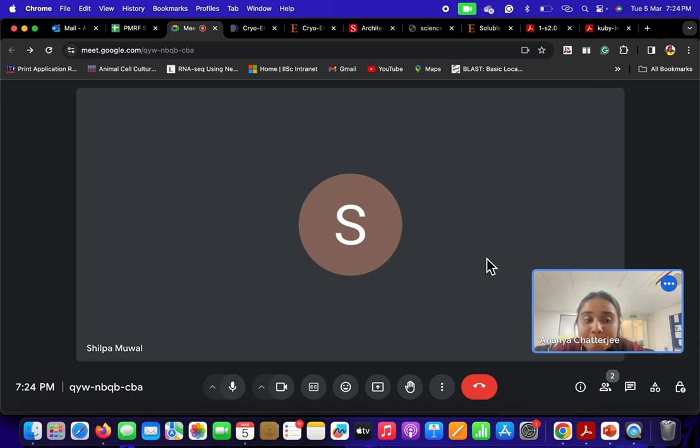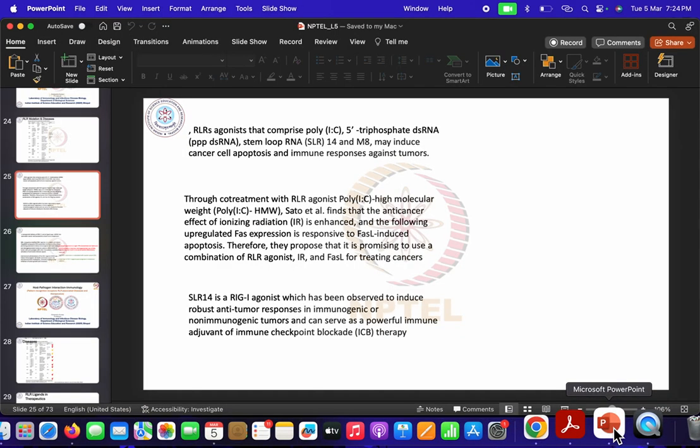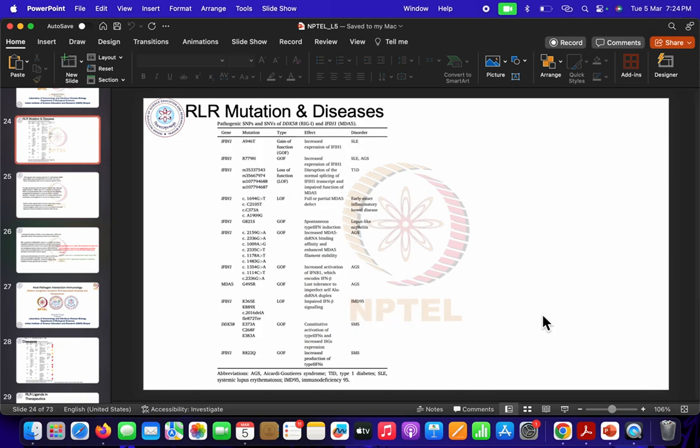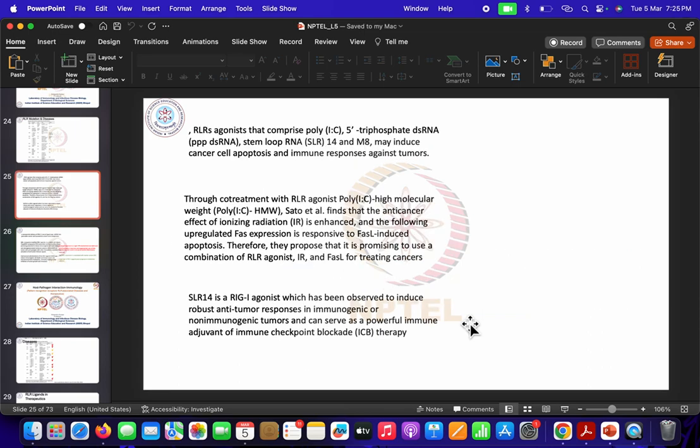Okay, got it. It will be agonist of RIG1, but antagonist of what? If the question is correct, then we have to think about which is the antagonist of RIG1, and that will be the answer. Or it might be that they have written antagonist but it will be agonist; there is a chance of that also.